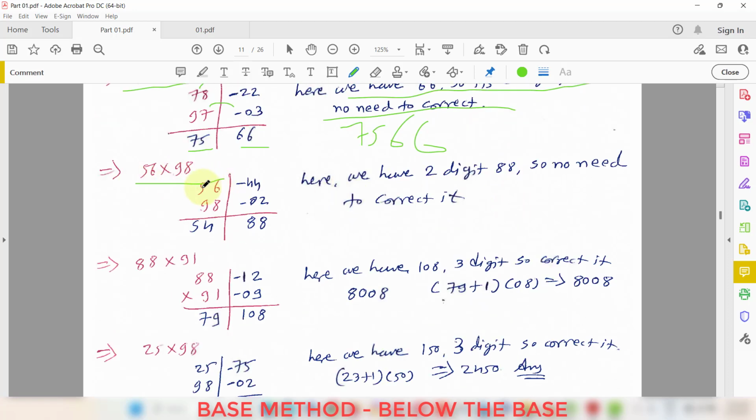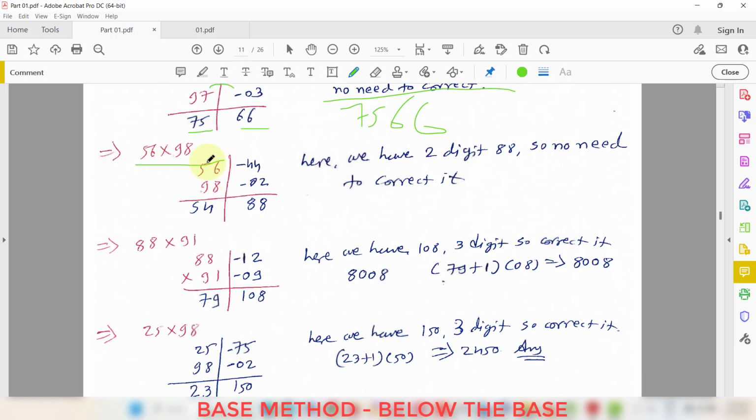Now 56 times 98, so 56 is below 100 by 44, 98 is below 100 by 2. So here you can say 56 minus 2 is easy, that is 54, rather than 98 minus 44. So 44 multiplied by 2, that is 88. So 88, we are already getting the answer in 2 digits, so no need to correct it. And 54, you have to write as it is, so 5488.